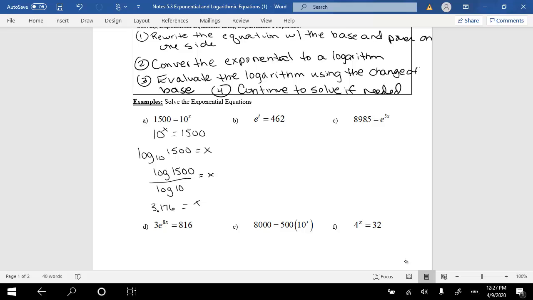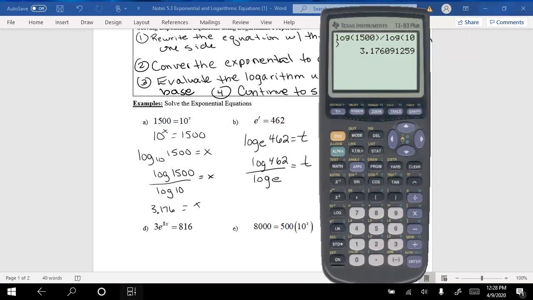Let's do another example. In part B, e to the t is equal to 462. Since step 1 is already satisfied, we have our equation with the base and power on one side, I'm going to write it as a logarithm. So log base e of 462 is equal to my exponent of t. So now my change of base, the log of 462 divided by the log of e, is going to give me my answer. So let's put this into our calculator.